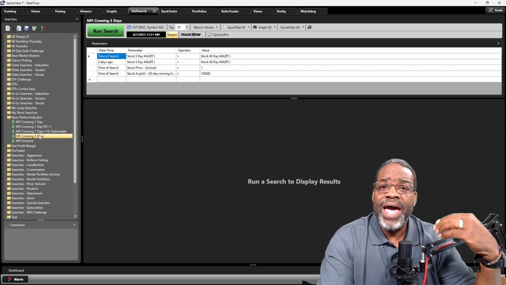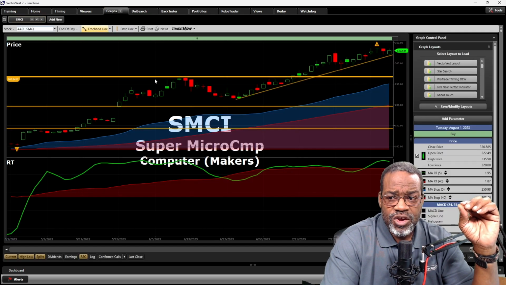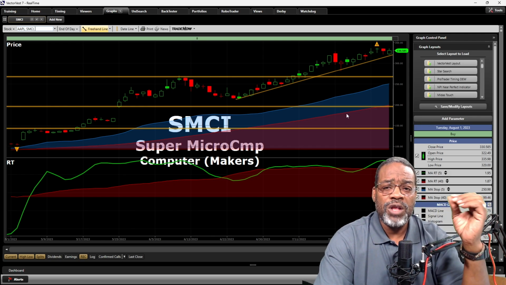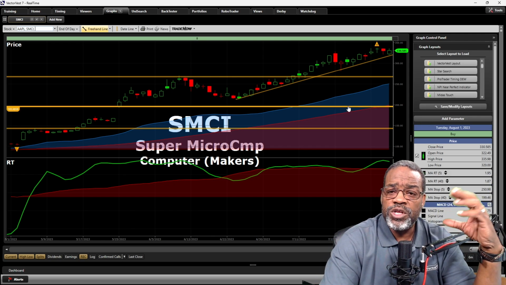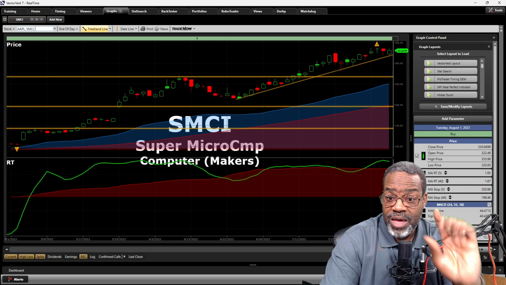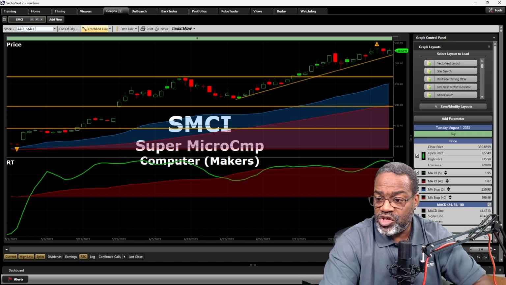Now, let's take a look at what this looks like on a graph. If I go to the graphs, I can go over to the right and you'll notice that we have a layout called the MPI Near Perfect Indicator, which puts all of these indicators, all these moving averages, on a graph. Now, on a graph, we also have the 5-day moving average of the stop price.